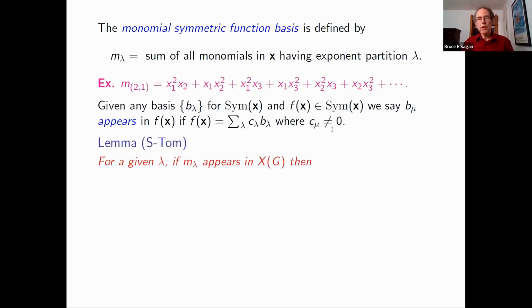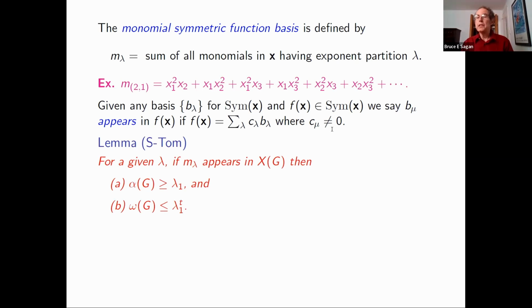So here's a lemma for the theorem that we're trying to prove. Suppose we're given a particular lambda, and suppose we know that m lambda appears in X of G. Then alpha of G, the independence number, is bounded below by the length of the first row of lambda, and omega of G is bounded above by the length of the first column.